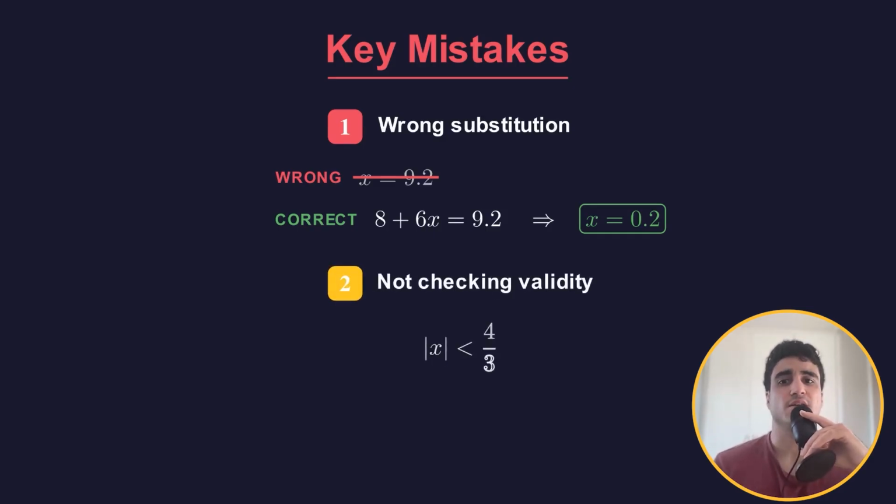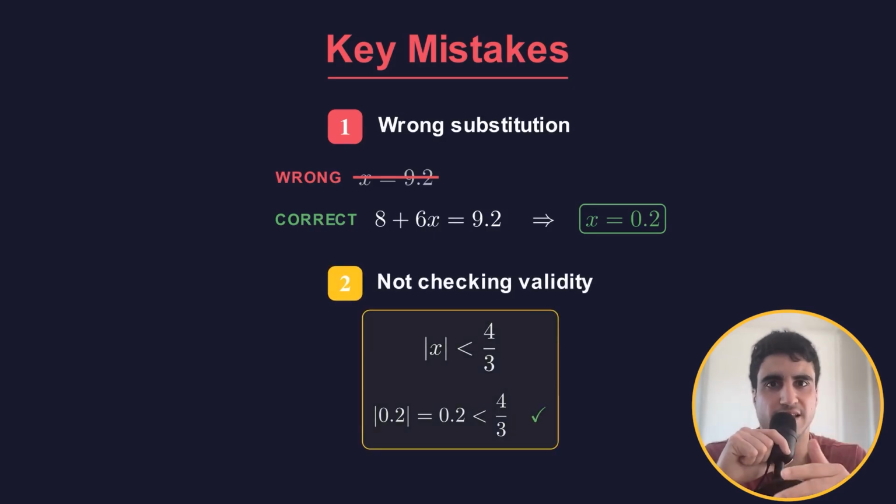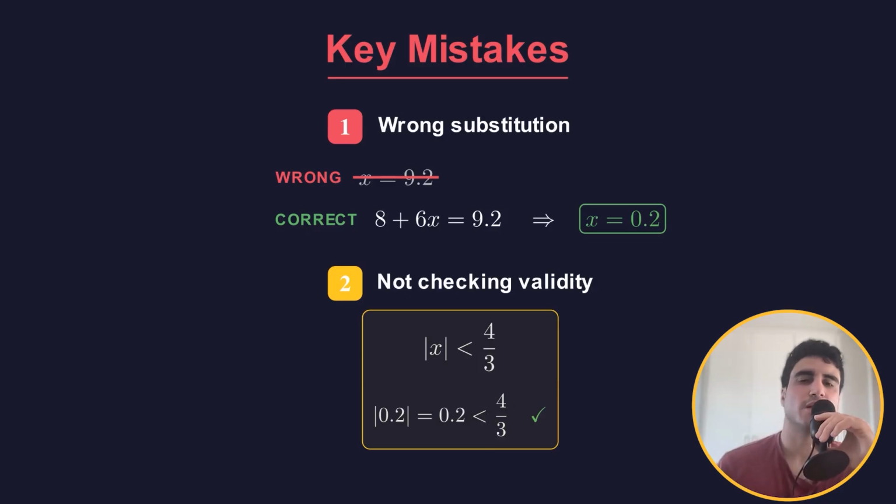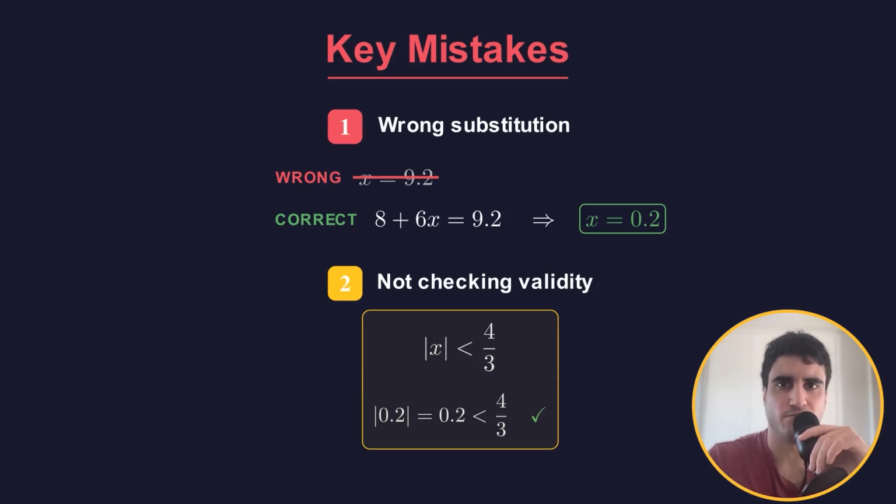And the second thing is not checking the validity range. This is important because, remember, we have a validity range as to what value is actually valid for x. So in this scenario, we've got 0.2, and that's perfect because that's obviously smaller than 4/3. However, getting another value that wouldn't have fit this range, then we would have run into an issue. So it's always important to make sure you're substituting the right value for x and also checking the validity range.